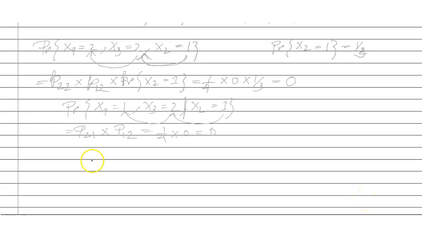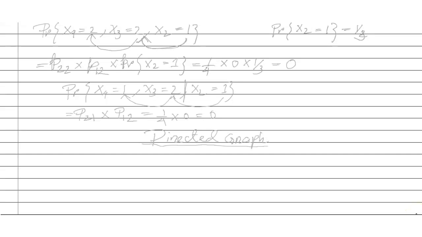Next problem, friends. Next discussion is the directed graph. The directed graph is very, very interesting. So friends, how can I draw a directed graph from the matrix? The directed graph is called the transition graph of a Markov chain.